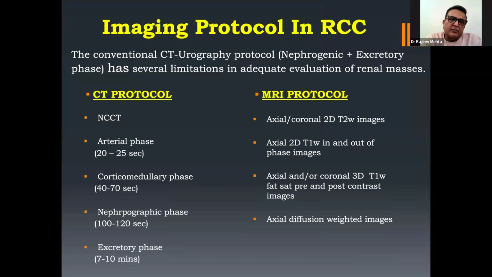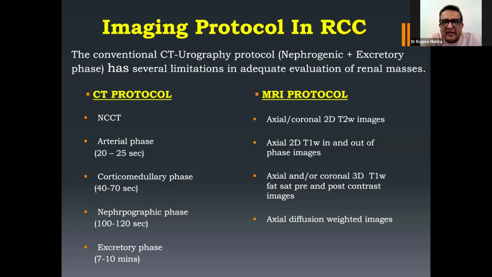Now, imaging protocol. Even today, I do see at times the request from the urologist or the nephrologist, when they've incidentally picked up the renal masses on sonography, for a CT study, and they normally prescribe the CT urography. But the conventional CT urography protocol has several limitations in adequate evaluation of the renal masses, because in the CT urography images, we only take the nephrographic and excretory phase beside the plain CT scan, and that is not adequate for properly diagnosing and characterizing the solid renal masses.